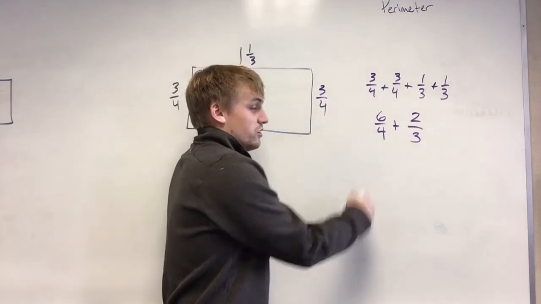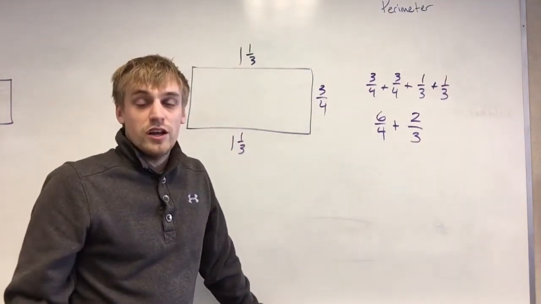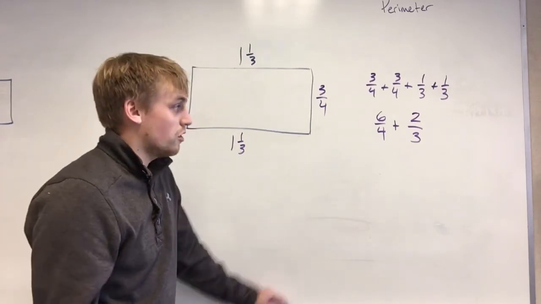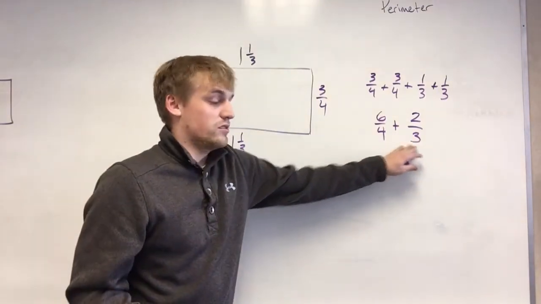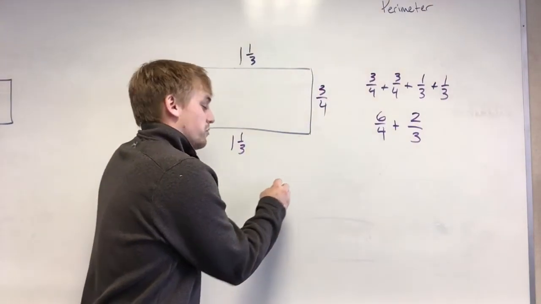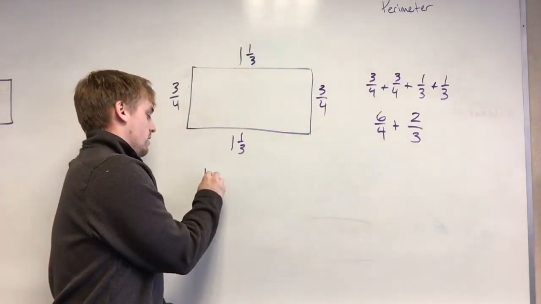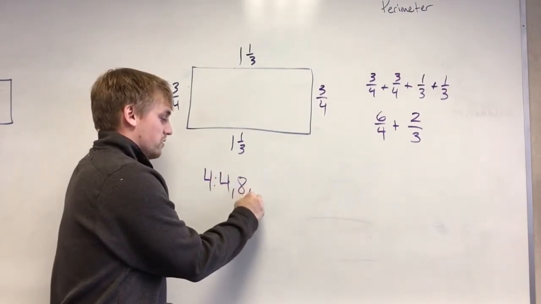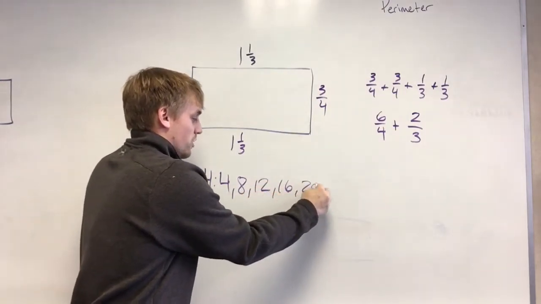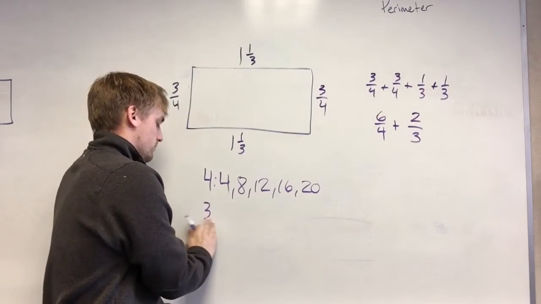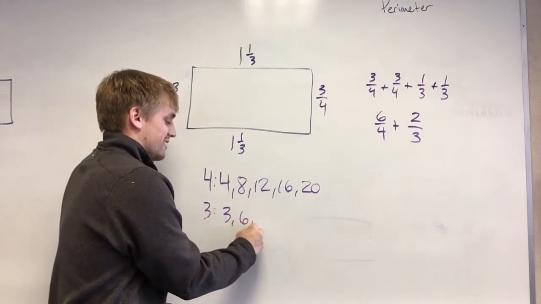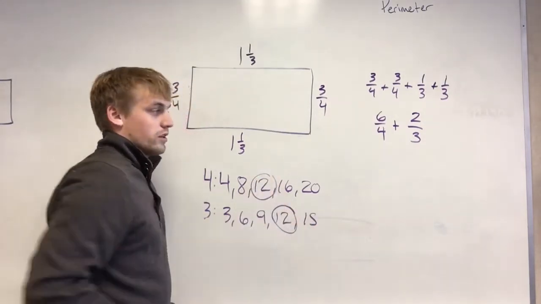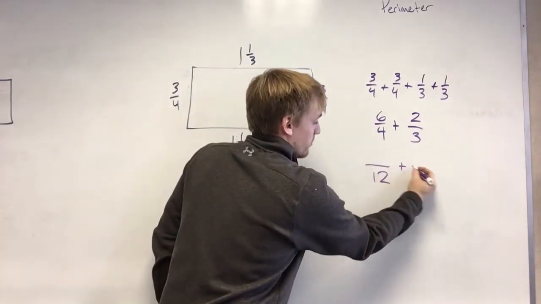Now I need to make the denominators the same in order to add them. So what you need to do is find the least common multiple of the denominators, the numbers in the bottom. First, figure out the multiples of 4: 4, 8, 12, 16, 20. The multiples of 3 are 3, 6, 9, 12, 15. And the least common one is 12. So your denominator is going to be 12.